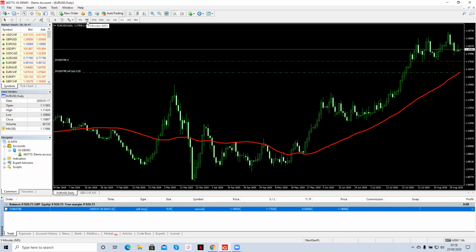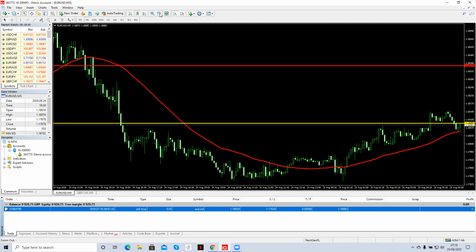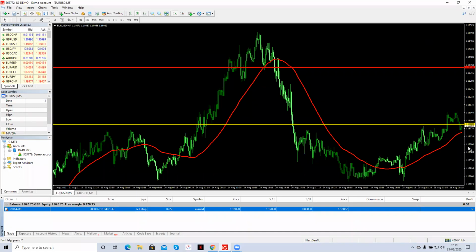So we now go to the day trading. So we go to the M5 time frame.